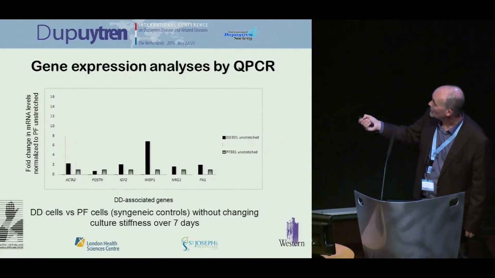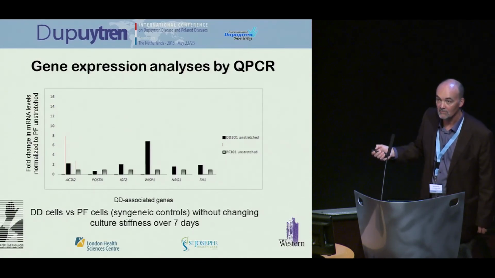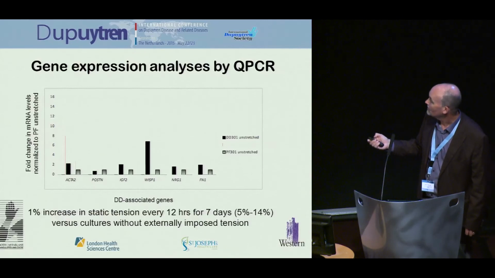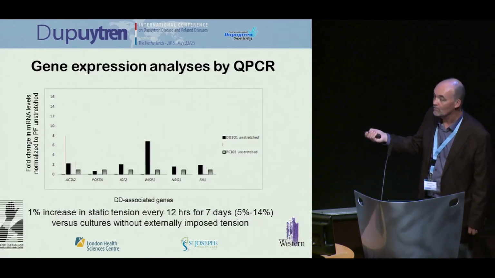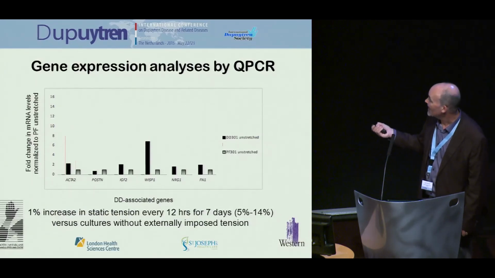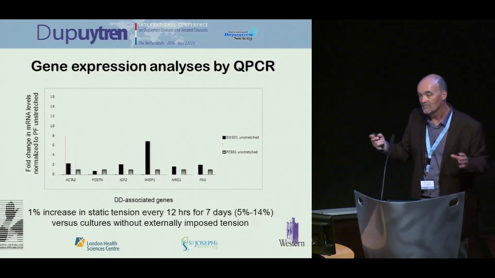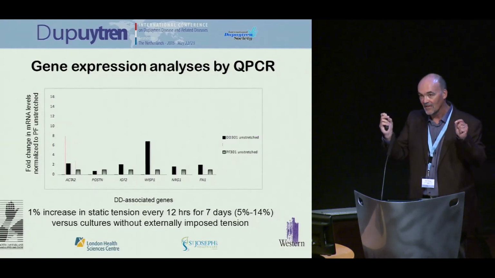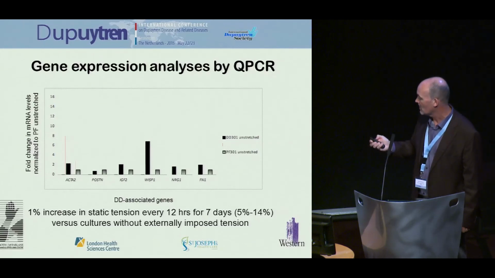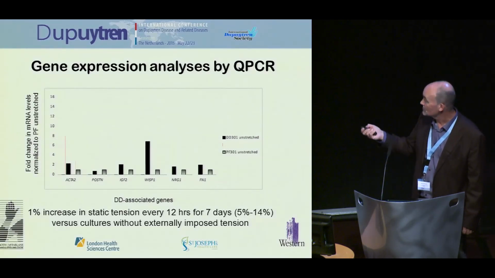This is what happens if you look at gene expression without stretching. If you impose a 1% increase, a tiny percent increase, we start at 5% to take the slack out, and it goes up 1% every day for 7 days up to 14%. So that's barely a 14% change in the length of the overall culture, versus cultures that are unstretched.